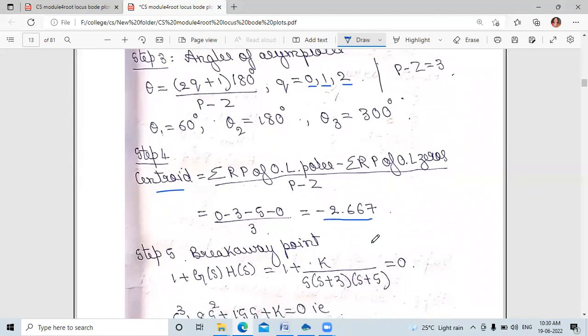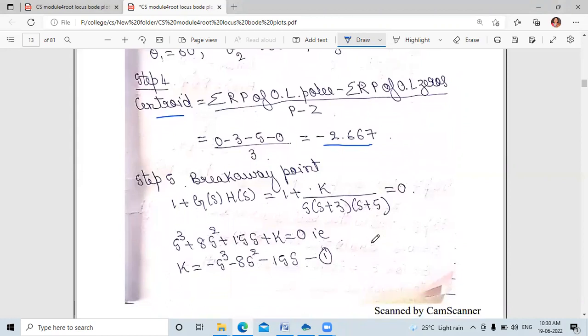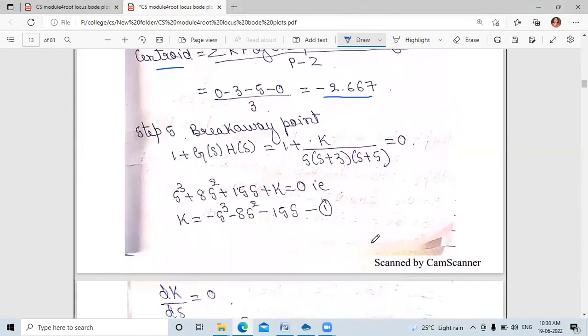After finding the value of the centroid, in step 5 you need to find the breakaway point. That is 1 plus G(s)H(s) equals 0. In the question, they have given G(s)H(s) as K divided by s(s plus 3)(s plus 5) equals 0. After taking the LCM, this will come to the numerator. After solving that, you will get s cubed plus 8s squared plus 15s plus K equals 0.